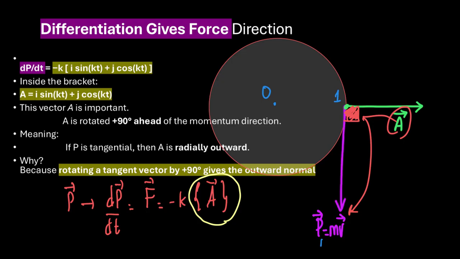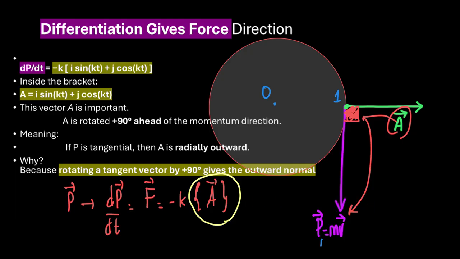Why? Because rotating a tangent vector by 90 degrees gives the outward normal. Now, this is where I feel that you might have a question, and therefore writing this down becomes really important. Yes, I do understand that we're taking a lot of time for a very small question, but we're not trying to solve just the question. We're also trying to understand the concept. Again, why? This might be the future question.